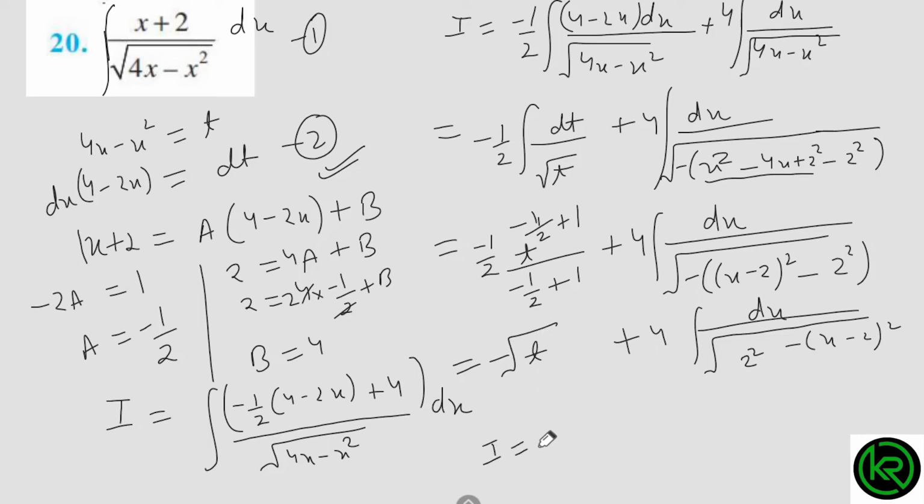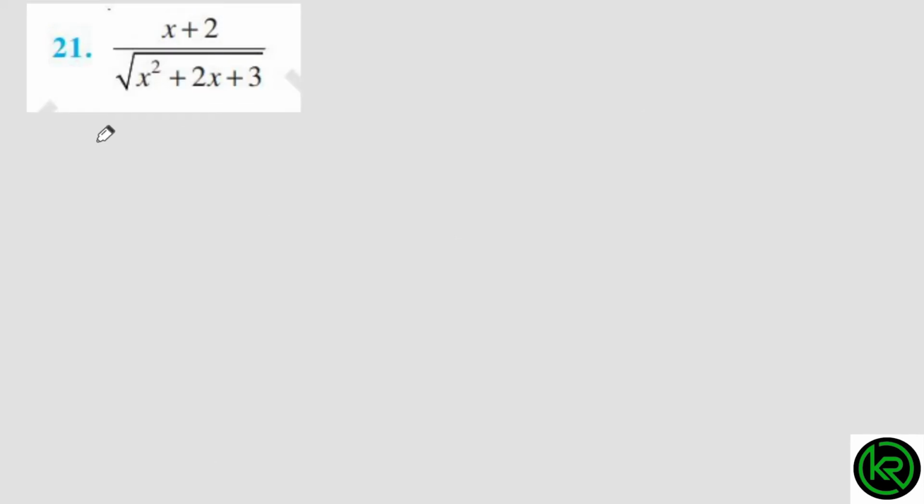Okay, so our final answer will be minus under root 4x minus x square plus 4 sine inverse x minus 2 upon 2 plus c. Okay, this is our final answer.